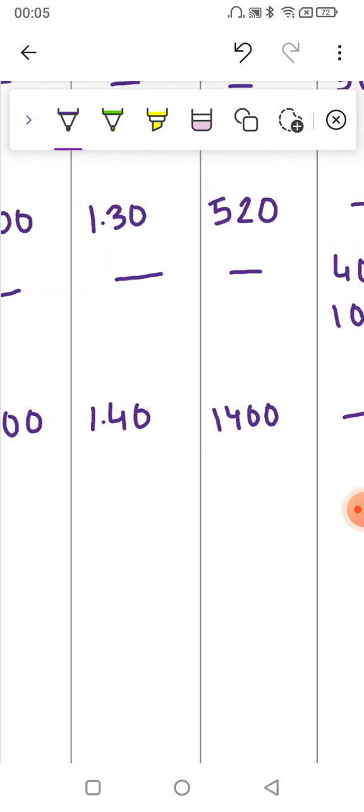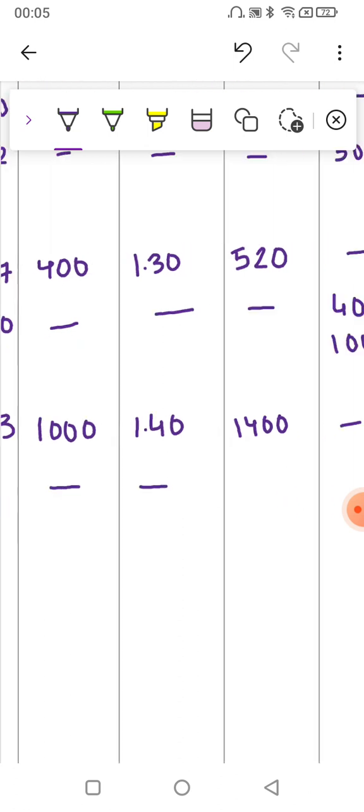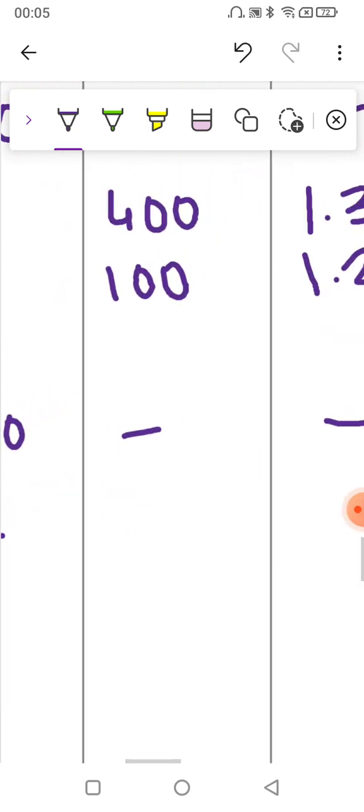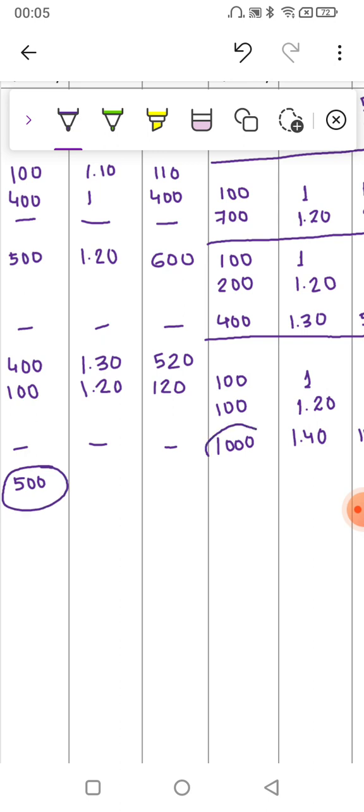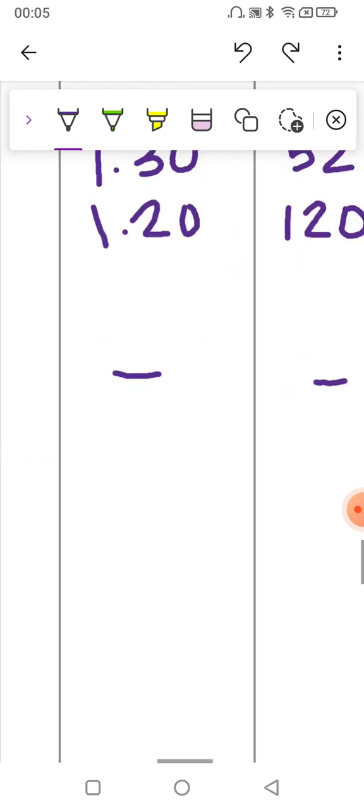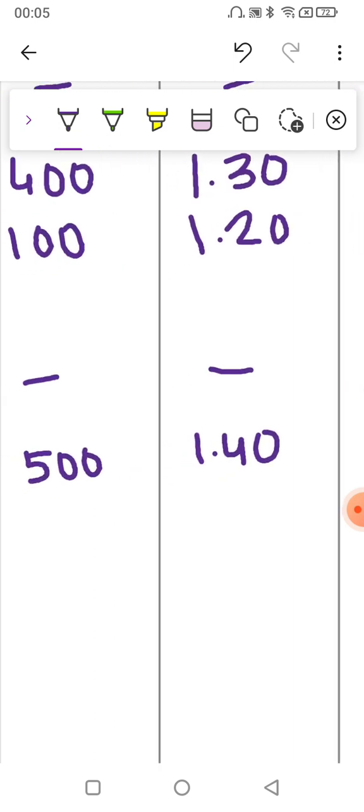Got 500 issues. So there were no receipts. Issue of 500. Now let's see from where we get this 500. You see, this 500 will be straight away deducted from the latest stock that we have of 1000. So it will be priced at 1.40 per unit cost. So multiply 500 with 1.40. Once we do it, we would get 700.